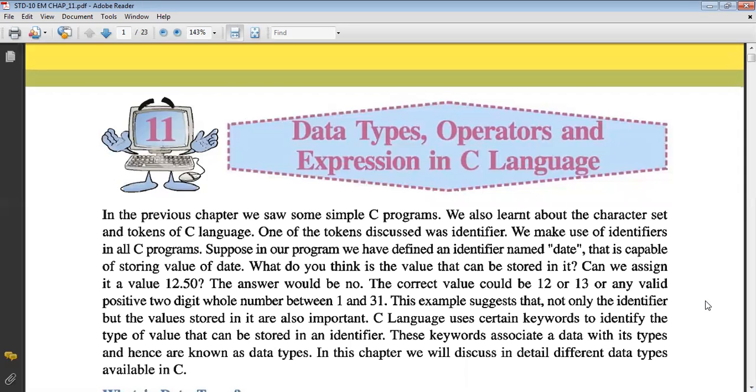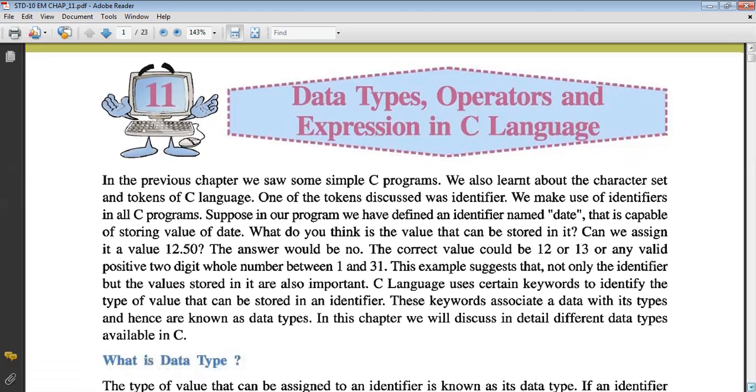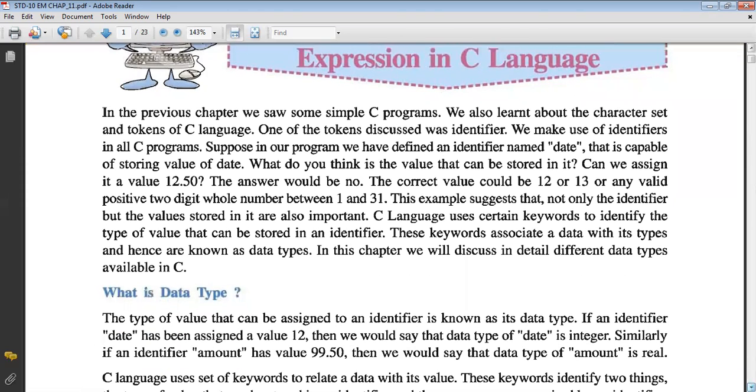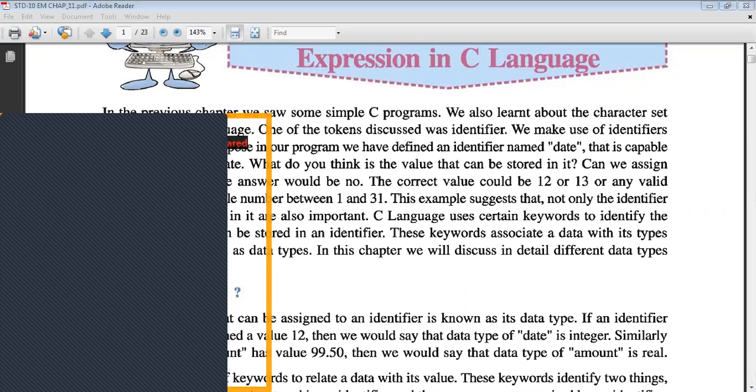What do you think is the value that can be stored in it? Can we assign it the value 12.50? The answer will be no. The correct value could be 12 or 13 or any valid positive two-digit number. In simple terms, I would like to explain this to you.